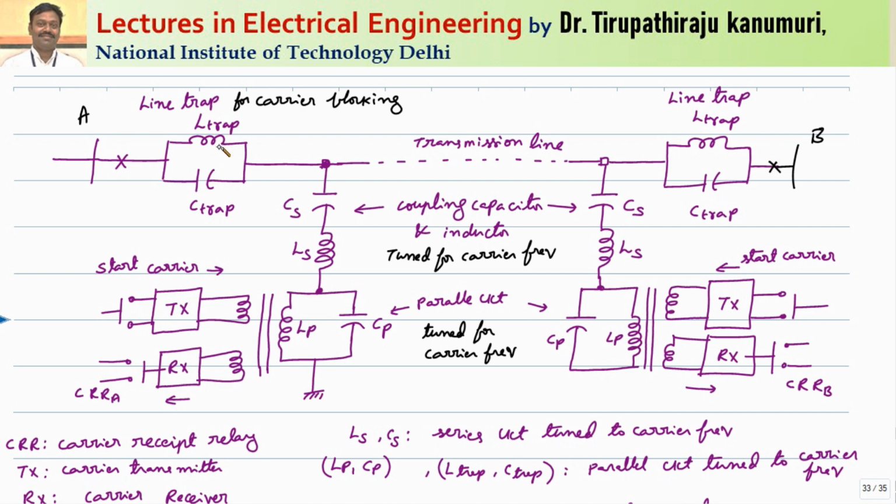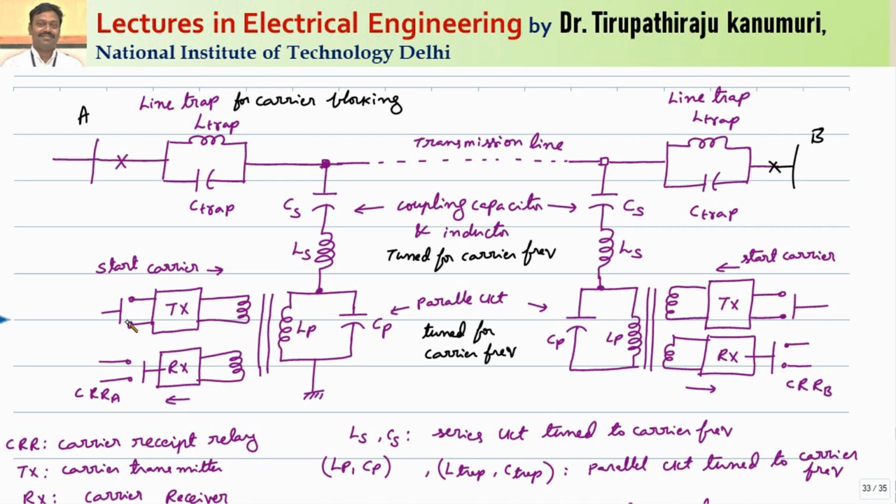Because of this, the carrier signal cannot pass through the line trap and reach the bus, and in the same way on the second side, the carrier signal cannot pass through the line trap and reach the bus bar. This prevents the carrier signal from going to the adjacent bus bars or adjacent sections of the transmission line. That means the carrier signal is confined only between these two buses A and B, that is, only to this section of the transmission line. That is why the line trap is used. Getting this?